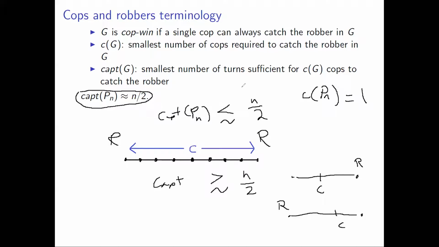And the reason for this is really because the cop number of the path is 1. We only have one cop to use on this path, so it can only really split the path in half.